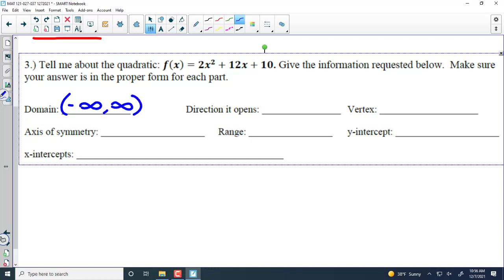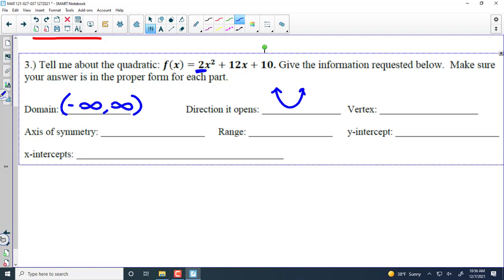The direction it opens is not a throwaway question. There's two possible choices, but there is just one small thing you have to look at. Who wants to tell me what you look at to find the way it opens? What do you look for? Yeah, the sign of the leading coefficient. The sign of the leading coefficient. So you look at this 2 right here, and because that's positive, that's what tells you that this one opens up.